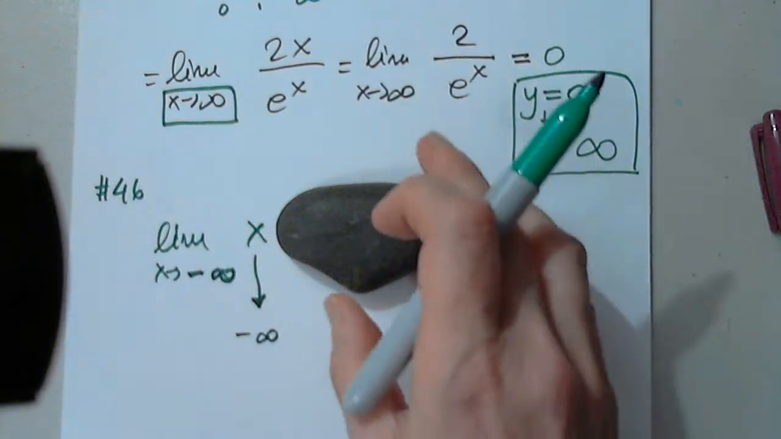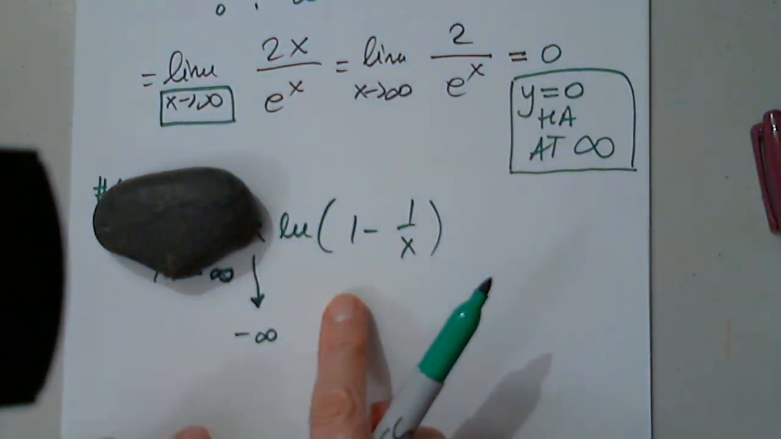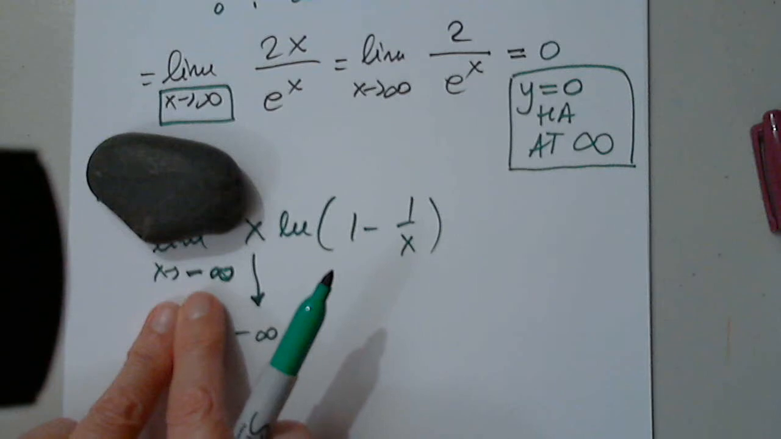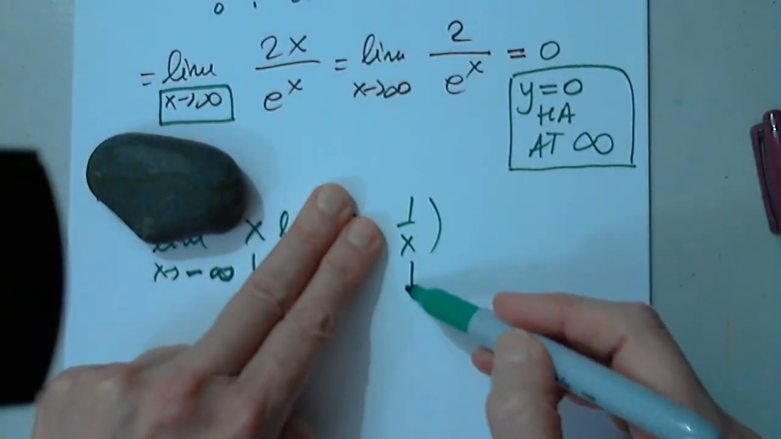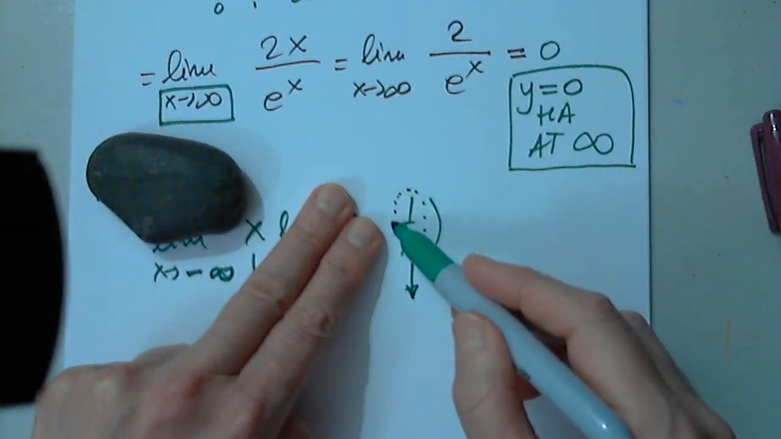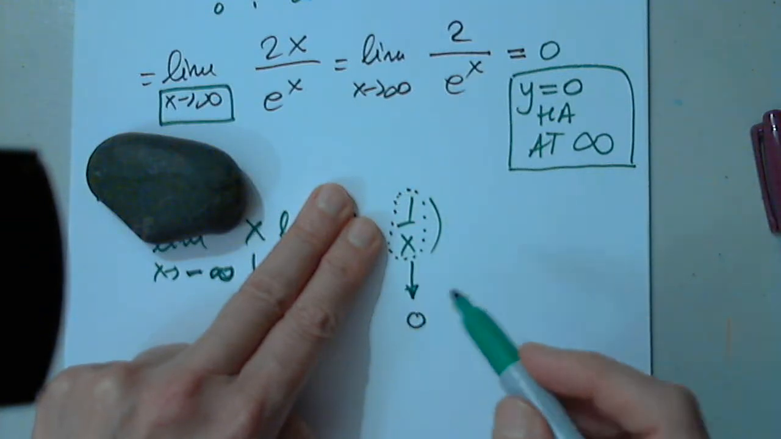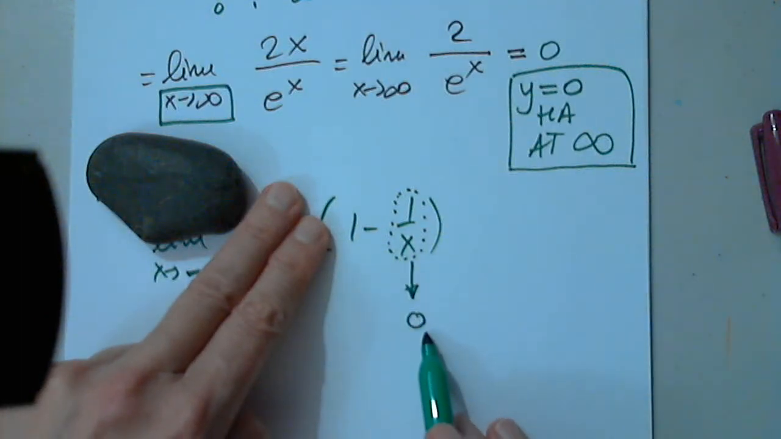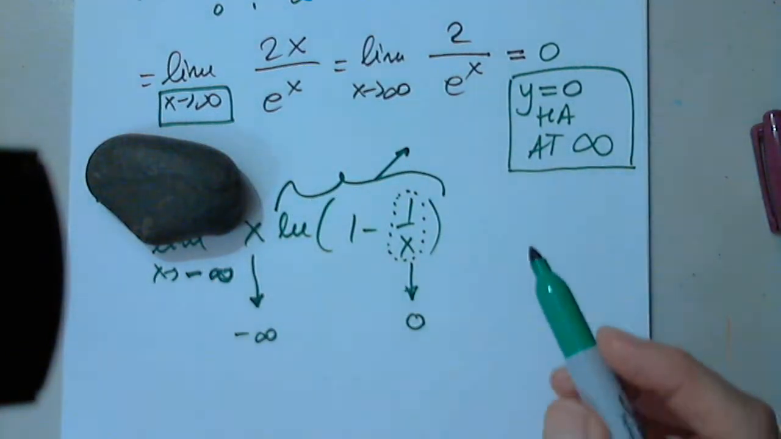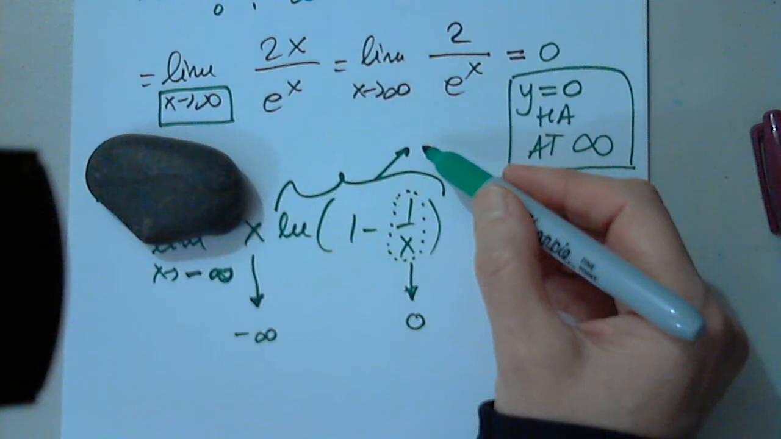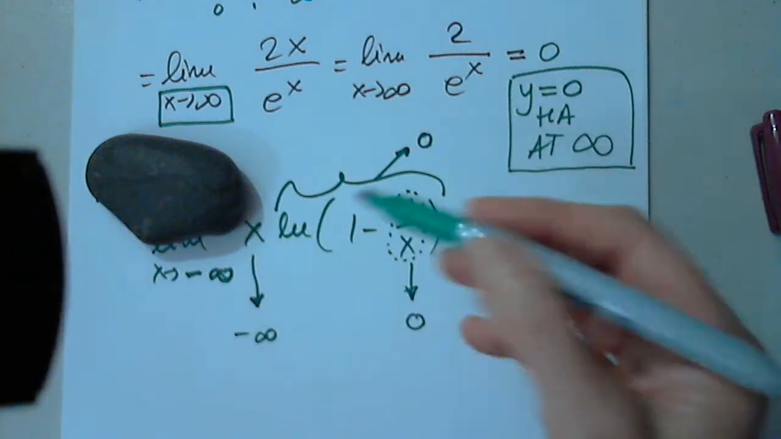Negative infinity. Perfect. So now let's see this one. When x approaches negative infinity or infinity, where is this going? Just this piece. 0. Yes. How much is 1 minus 0? 1. Perfect. So then where is this going? Is 0. Excellent, because it's natural log 1.